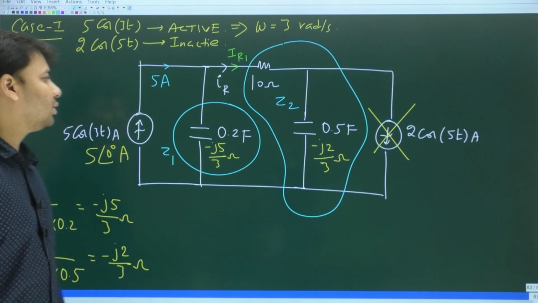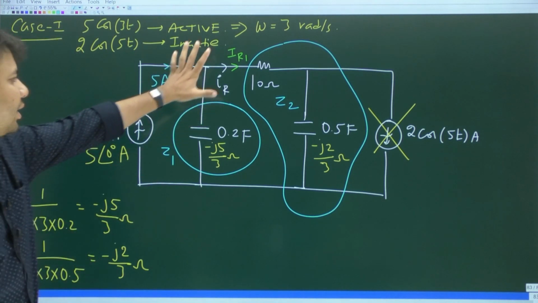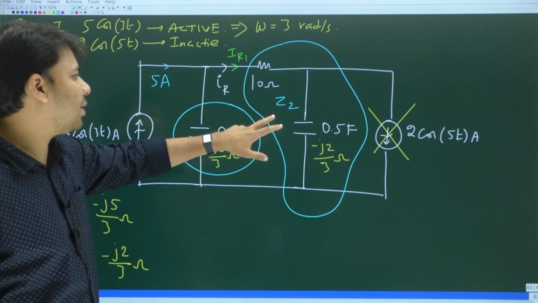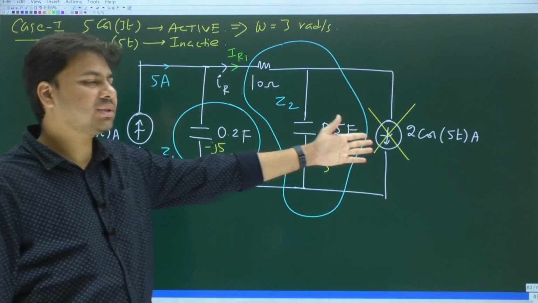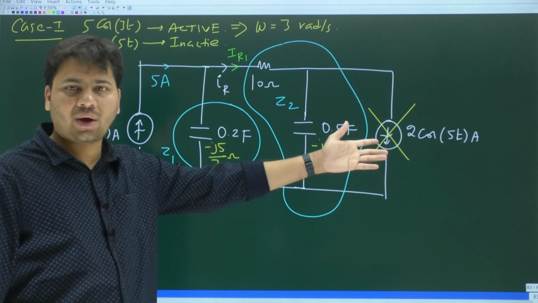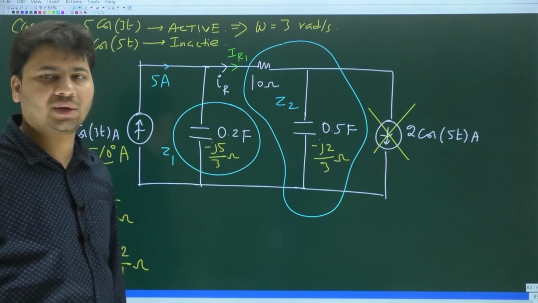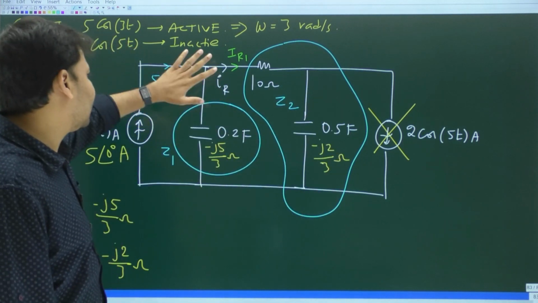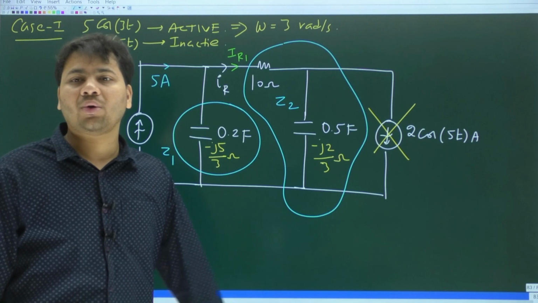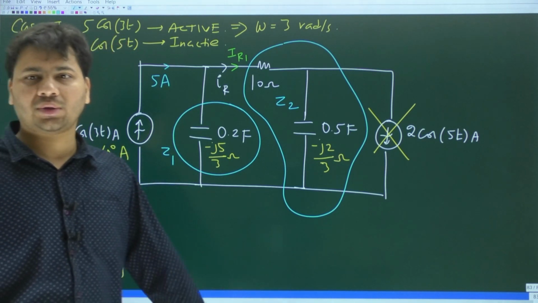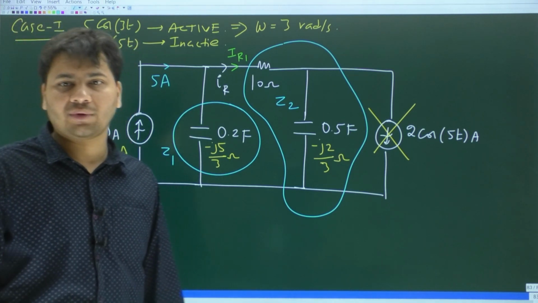So if you observe Z1 and Z2, Z2 is the series combination of the resistor and the 0.5 farad capacitor, because this current source is 0 or open. These two would be in series. So this impedance and Z1 both are in parallel across the current source. Two impedances in parallel across a current source, current division will take place.